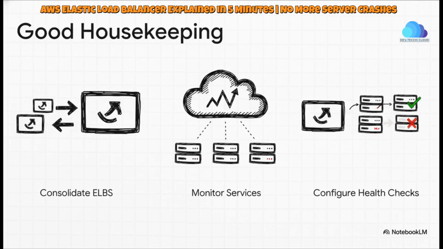And then there's just some good old-fashioned housekeeping for reliability. Consolidate your ELBs when you can. For instance, in EKS, you can use ingress groups to share a single ALB. It just makes things simpler. Definitely monitor your services with Amazon CloudWatch so you know when things go wrong. And maybe most importantly, configure your health checks properly. This is how the load balancer knows if a server is sick and needs to be taken out of rotation. Get this wrong, and you'll be sending traffic to dead instances.